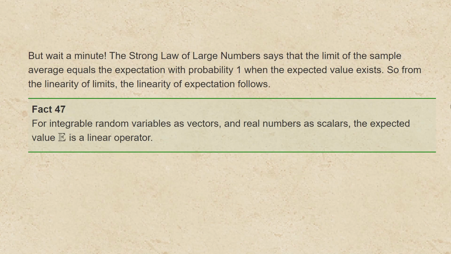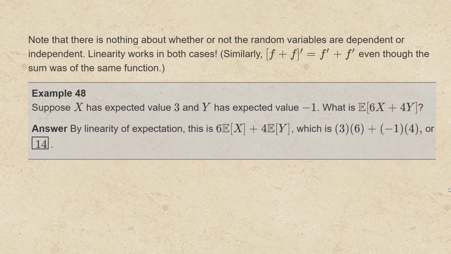But wait a minute. The strong law of large numbers says that the limit of the sample average equals the expectation with probability 1 when the expected value exists. So from the linearity of limits, the linearity of expectation follows. For integrable random variables as vectors and real numbers as scalars, the expected value is a linear operator. Note that there is nothing about whether or not the random variables are dependent or independent. Linearity works in both cases.